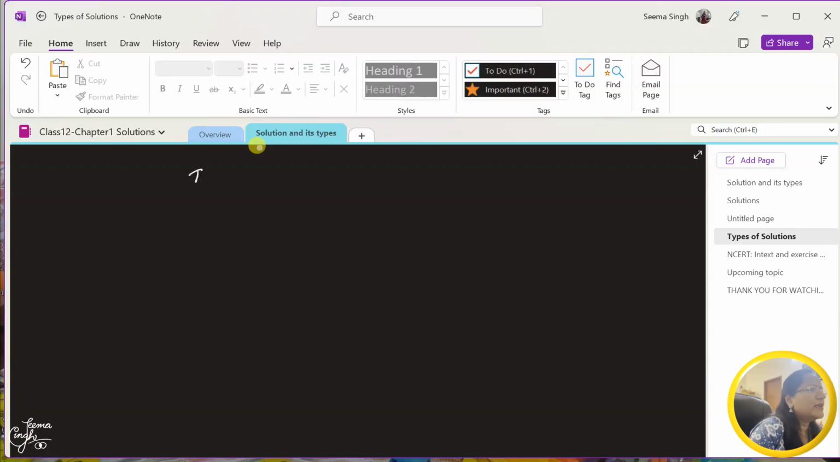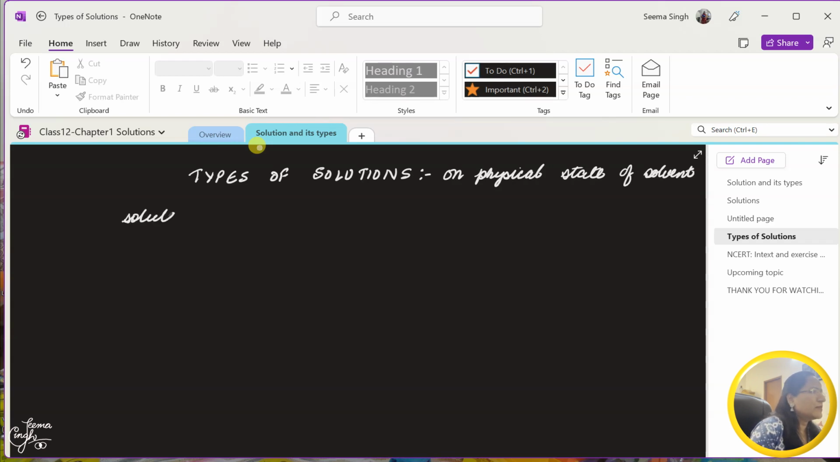I'll give the heading: types of solutions. I told you, the probability is very less, just a 1 mark question for me: types of solutions based on the solvent, on the physical state of the solvent. So I'm writing here solute, we'll make 4 columns: solute, solvent, and what is the type of solution?